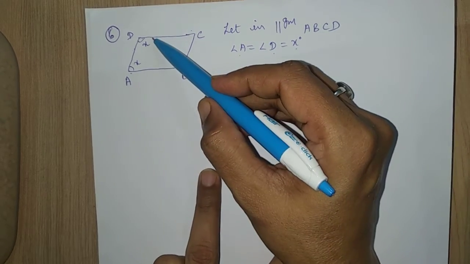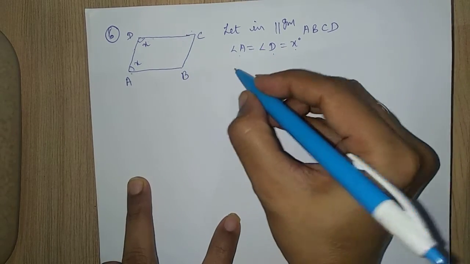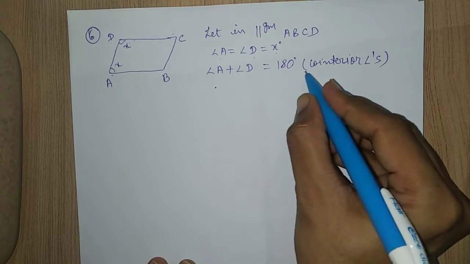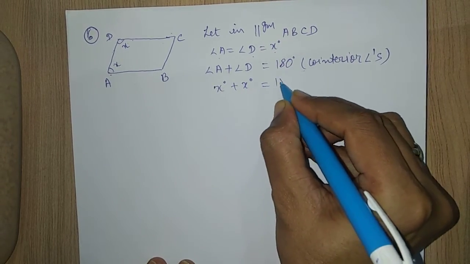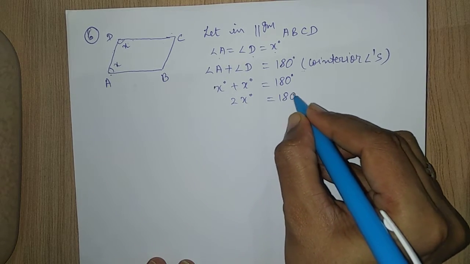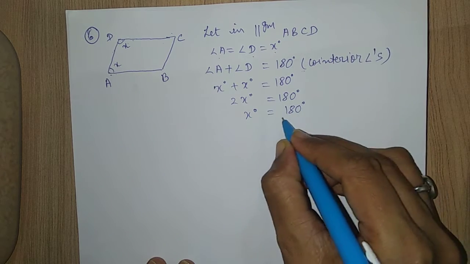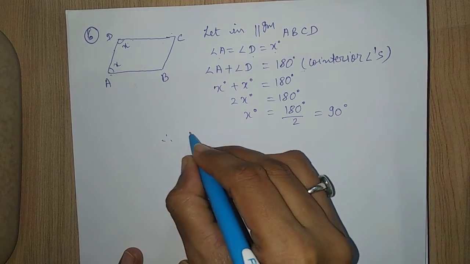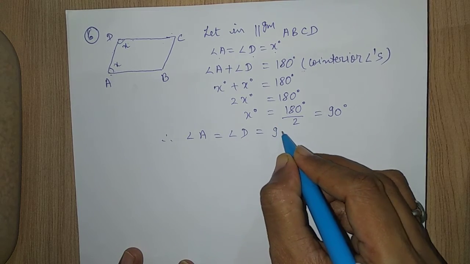Since these are co-interior angles, therefore their sum will be 180 degree. So angle A plus angle D is equal to 180 degree, means x degree plus x degree is equal to 180 degree. 2x degree is equal to 180 degree. So x degree is equal to 180 degree upon 2, that is 90 degree. Therefore angle A is equal to angle D is equal to 90 degree.